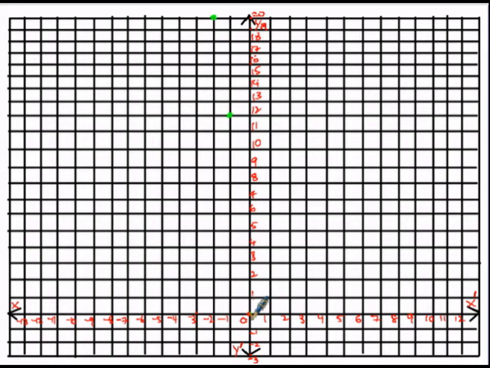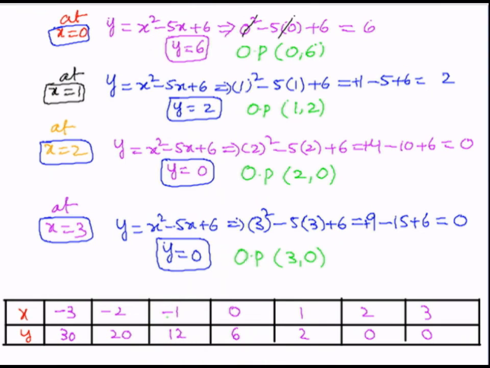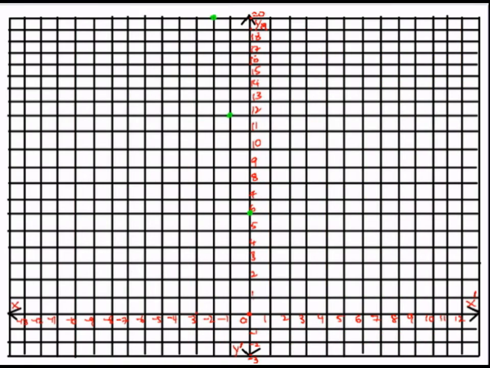The next ordered pair is 0, 6: 0 on the x-axis and 6 on the y-axis. So this is the point. Then now 1, 2: 1 on the x-axis, 2 on the y-axis. Then 2, 0: on the x-axis it is 2, and on the y-axis it is 0. Therefore the point lies here.